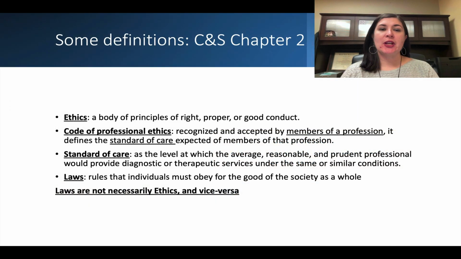So some definitions we want to go over, which were also found in your reading, include ethics. Ethics generally is a body of principles of what is right, proper, or what is good conduct in working with individual humans. A code of professional ethics is recognized and accepted by a specific member or profession or organization. It defines the standard of care expected of members of that profession to adhere to. The standard of care is the level at which an average, reasonable, and prudent professional would provide diagnostic or therapeutic services under similar conditions.